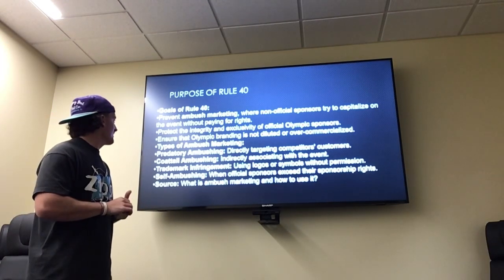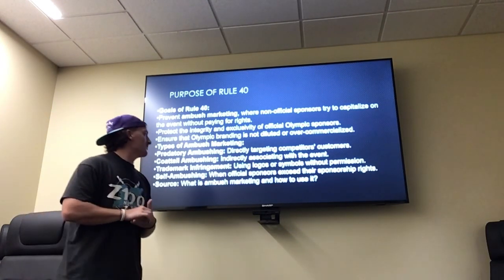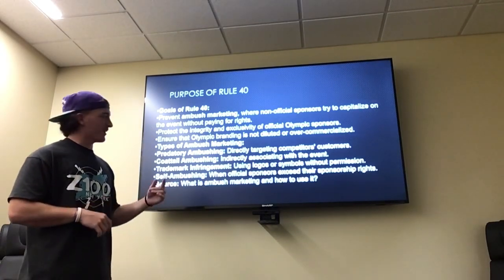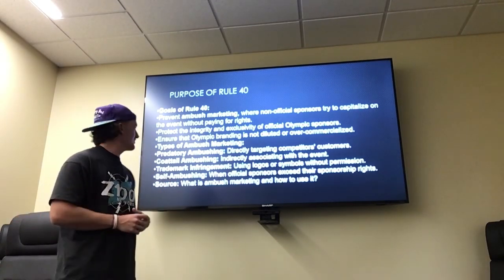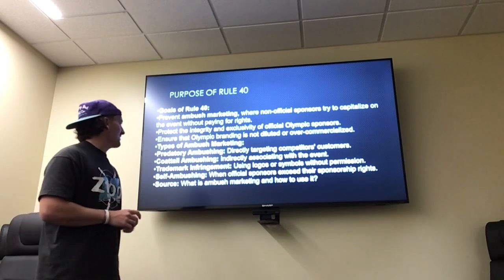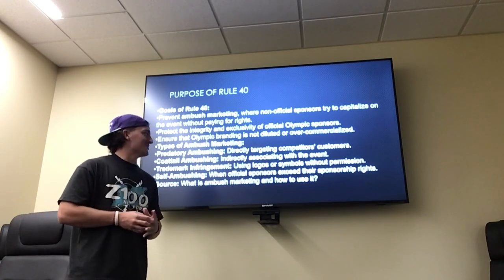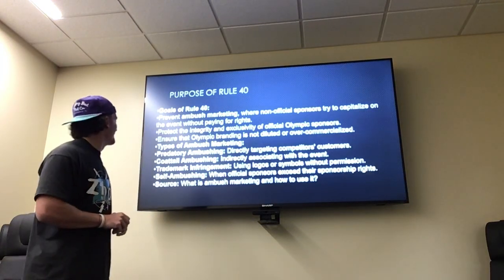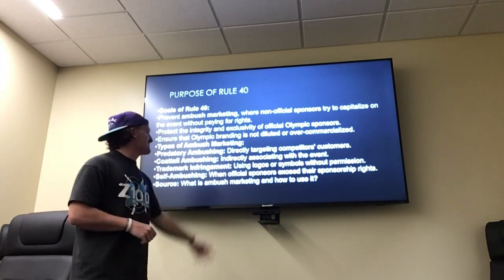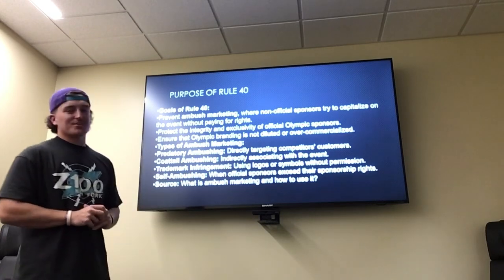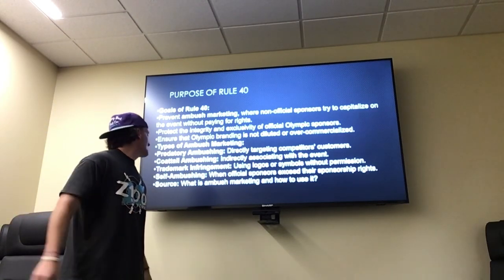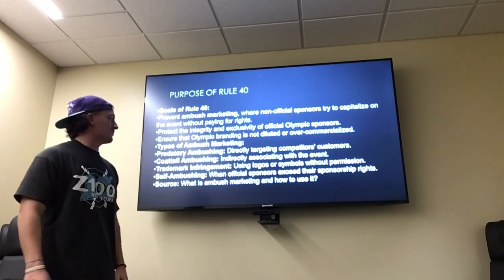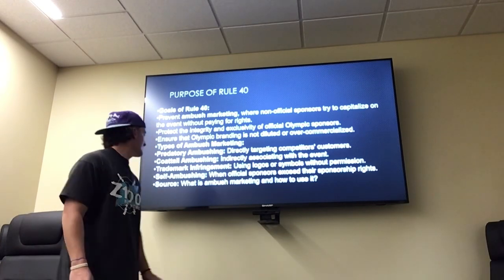Types of ambush marketing. Predatory ambushing, which is directly targeting a competitor's customers. Coattail ambushing, which is indirectly associating with the event. Trademark infringement, using logos or symbols without permission. Self-ambushing, when official sponsors exceed their sponsorship rights.